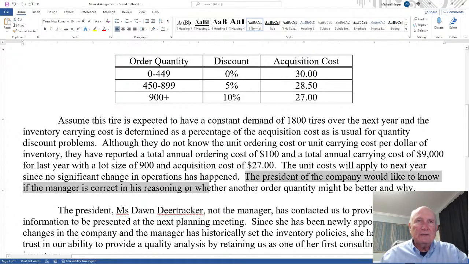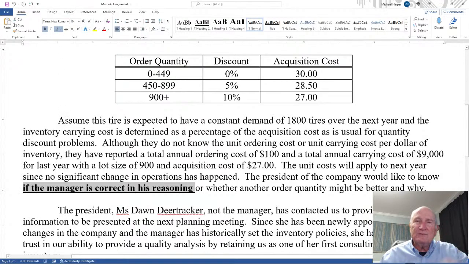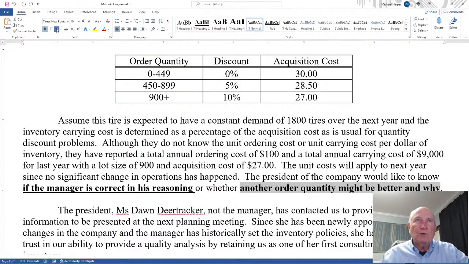The president of the company would like to know if the manager is correct in his reasoning or whether another quantity might be better and why. So that's what's being asked. Is the manager correct in his reasoning? Let me highlight that, and that's the first thing they want to know. That has to be addressed in the memo. The second thing is another order quantity might be better and why. So two things there. First, is there another quantity that is better? And why is it better? And notice there is no EOQ here. But cost certainly could be an issue, but we need to think about what quantity is better and why is it better.